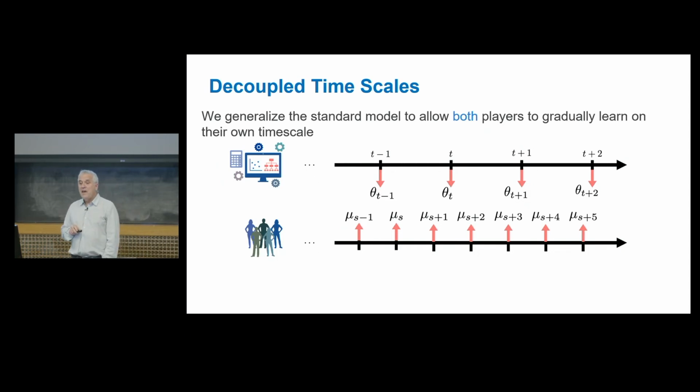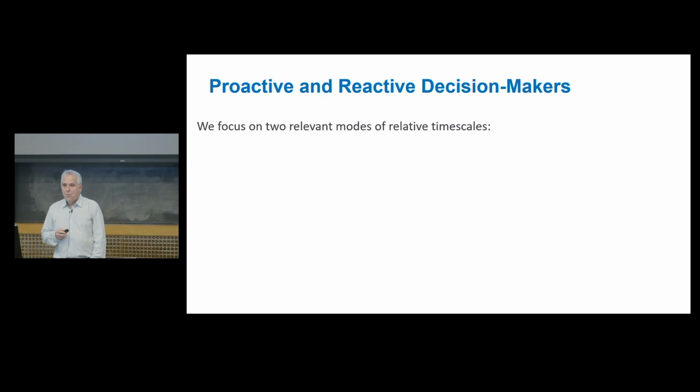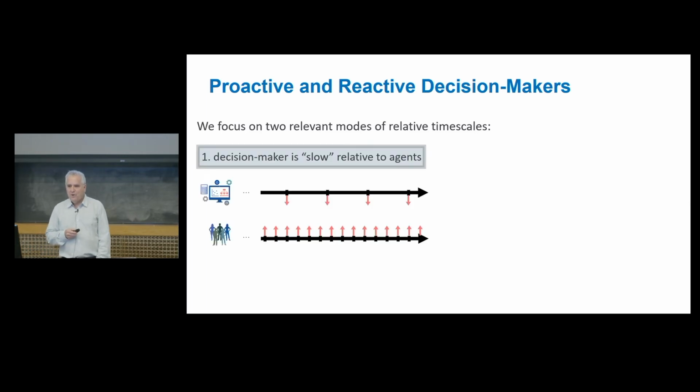All right, so here the agents are responding quickly and the central decision maker is responding slowly, and we could do the opposite. So when does this ever happen? When does it happen that the decision maker is slow relative to the agents? Does that actually happen in real life? And of course the answer is yes.